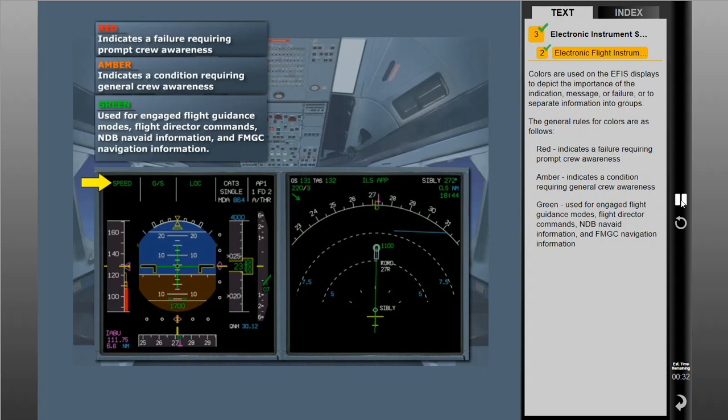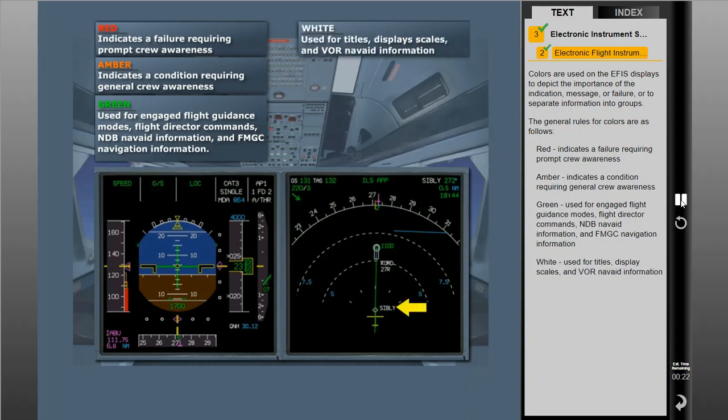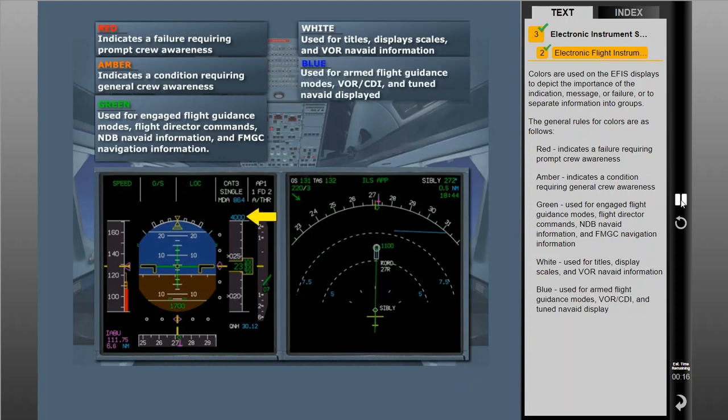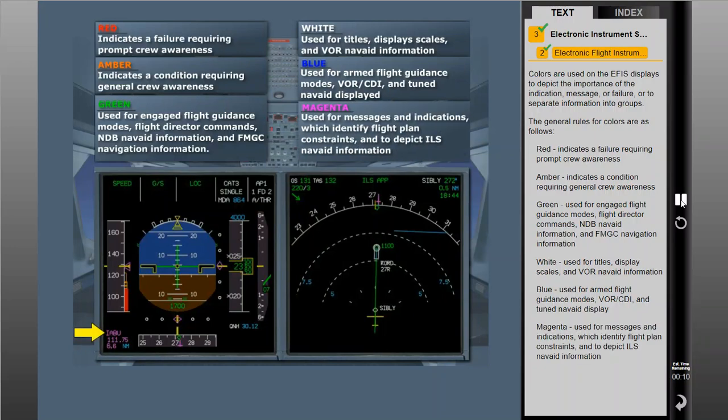Green is used for engaged flight guidance modes, flight director commands, NDB nav-aid information, and FMGC navigation information. White is used for titles, display scales, and VOR nav-aid information. Blue is used for armed flight guidance modes, VOR CDI, and tuned nav-aid display. And finally, magenta is used for messages and indications which identify flight plan constraints and to depict ILS nav-aid information.